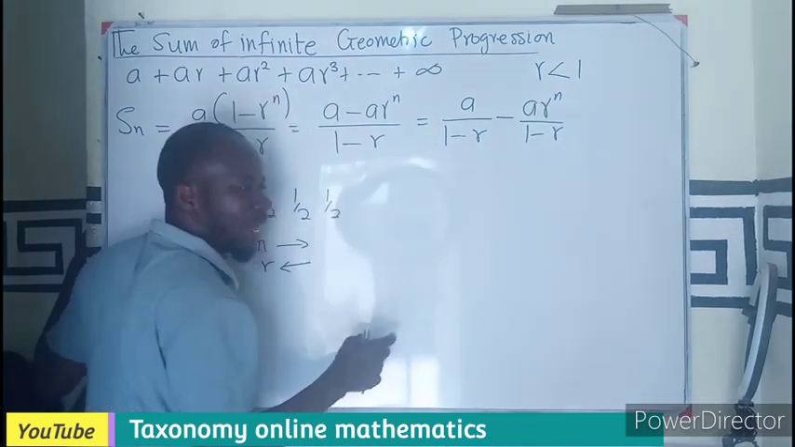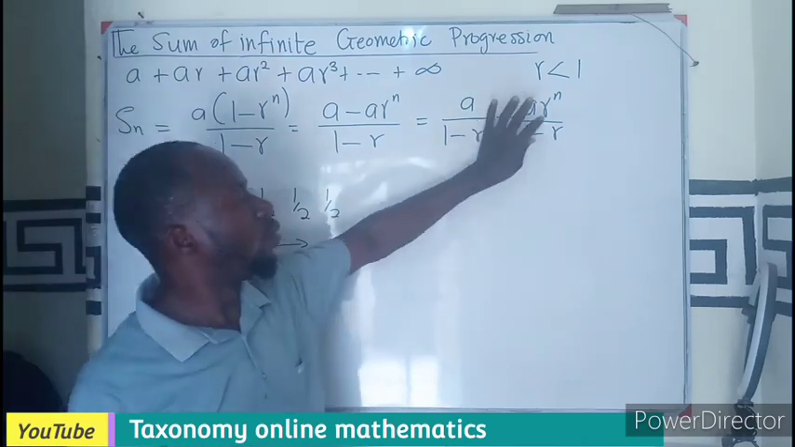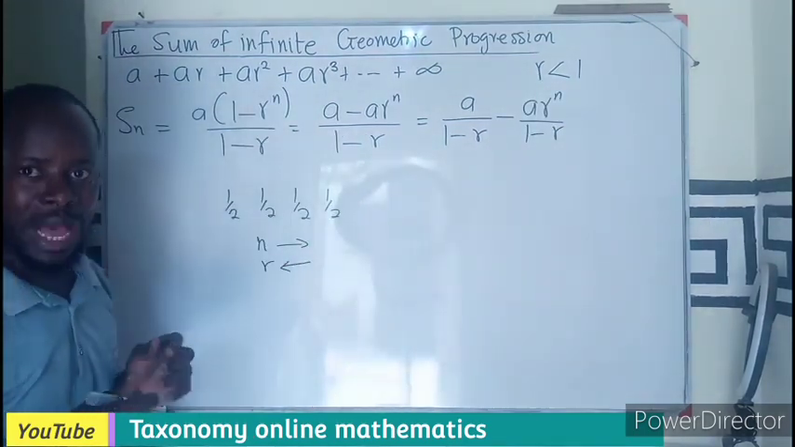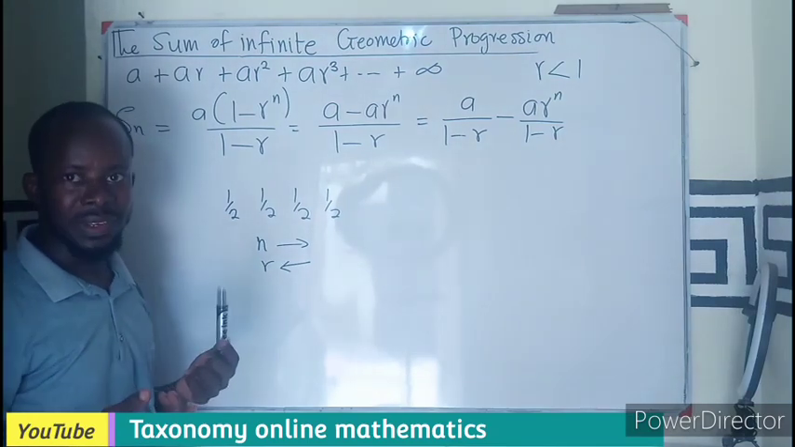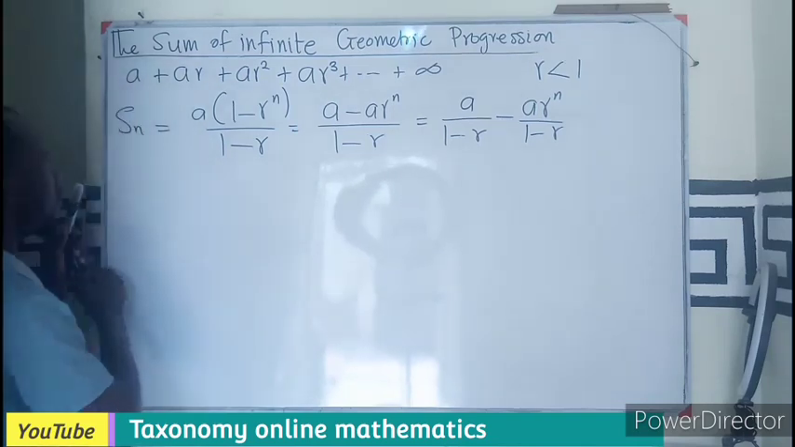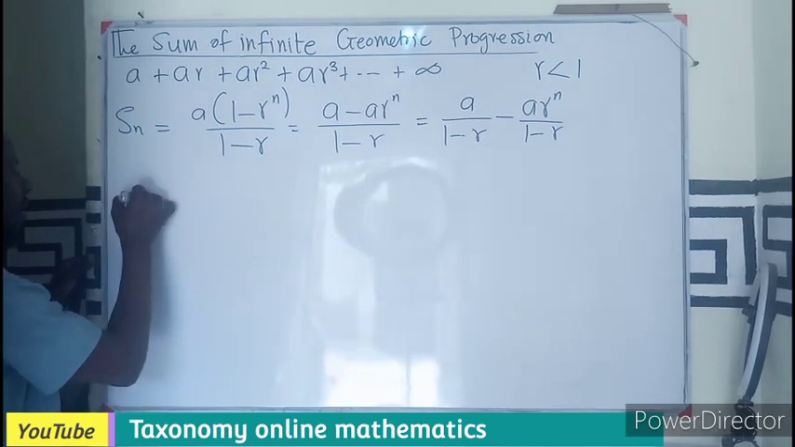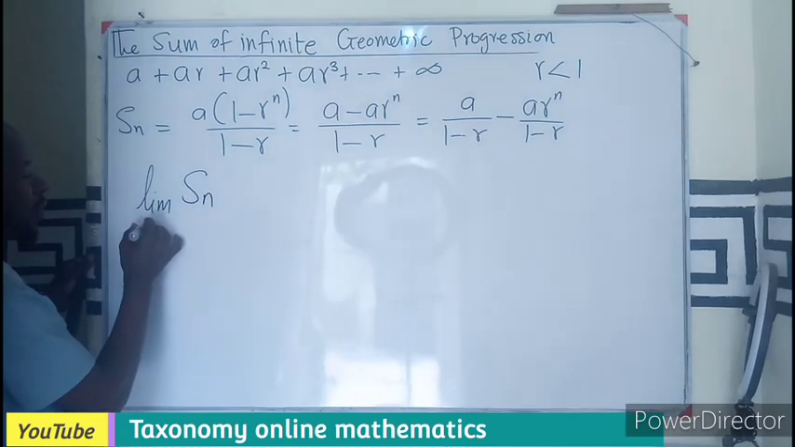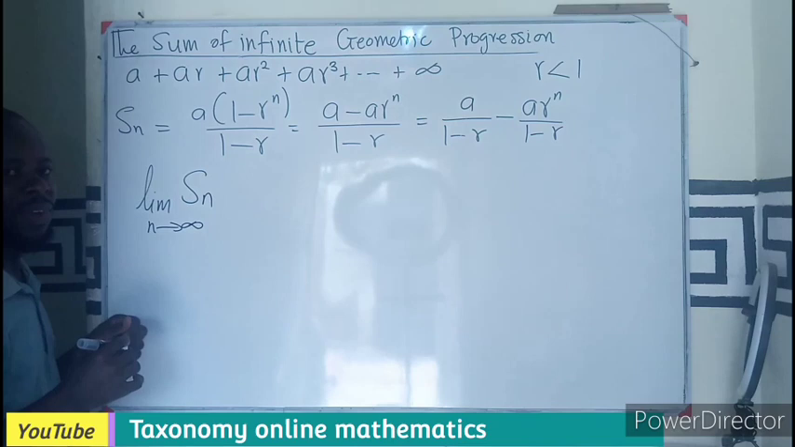Then 0 over any number will still give us 0. It means we can take care of this to move away. Or we still employ the principle of limit. We can find the limit of Sn as n approaches infinity.